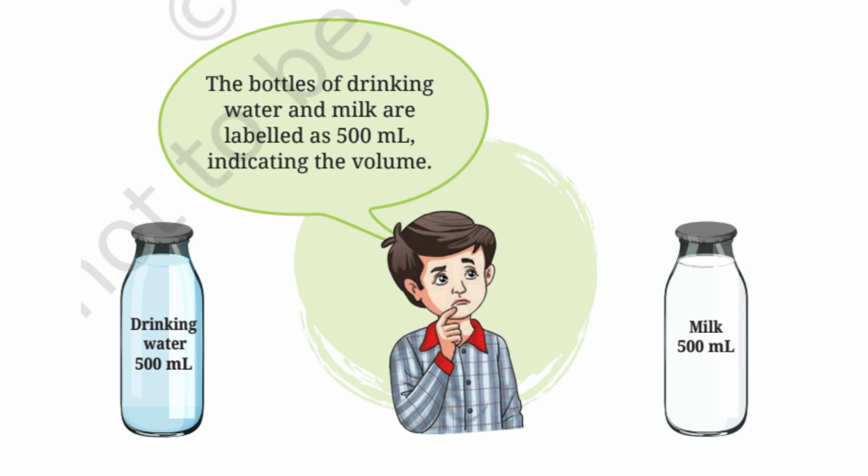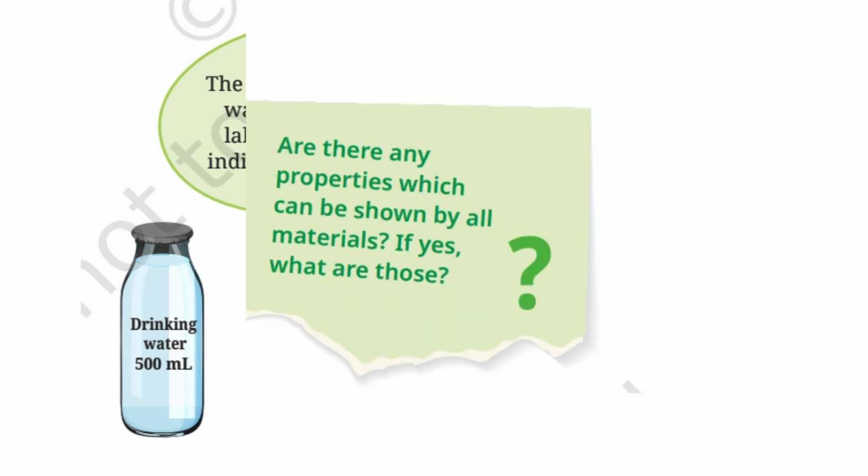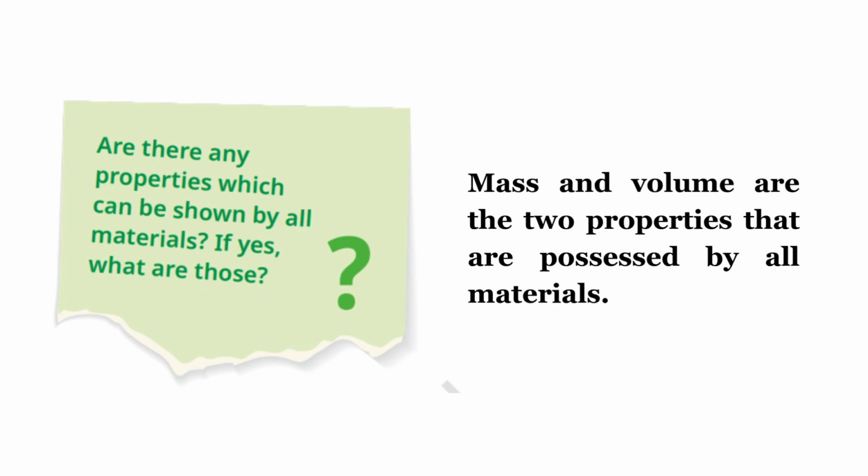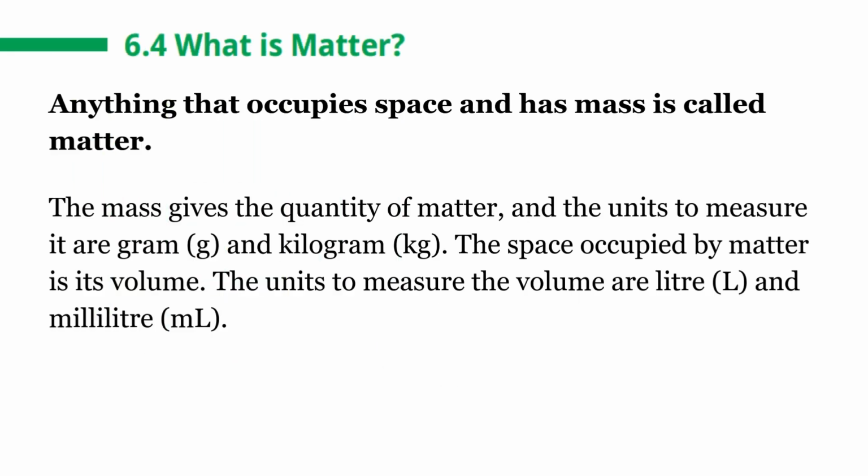Now you have become familiar with many properties of materials. However, all materials do not possess all these properties. So, are there any properties which can be shown by all materials? If yes, what are those? So, mass and volume are the 2 properties that are possessed by all materials. Can we give a general name to anything that possesses these 2 properties? Yes, anything that occupies space and has mass is called matter.